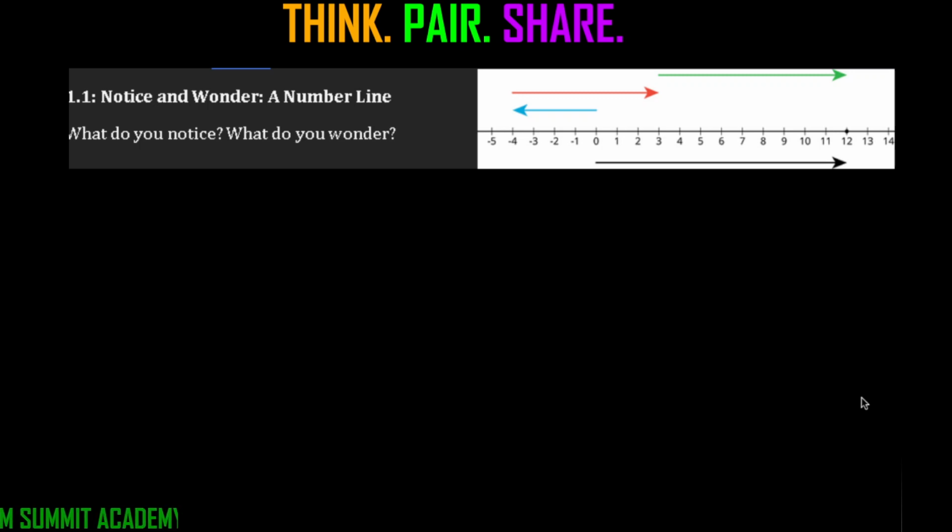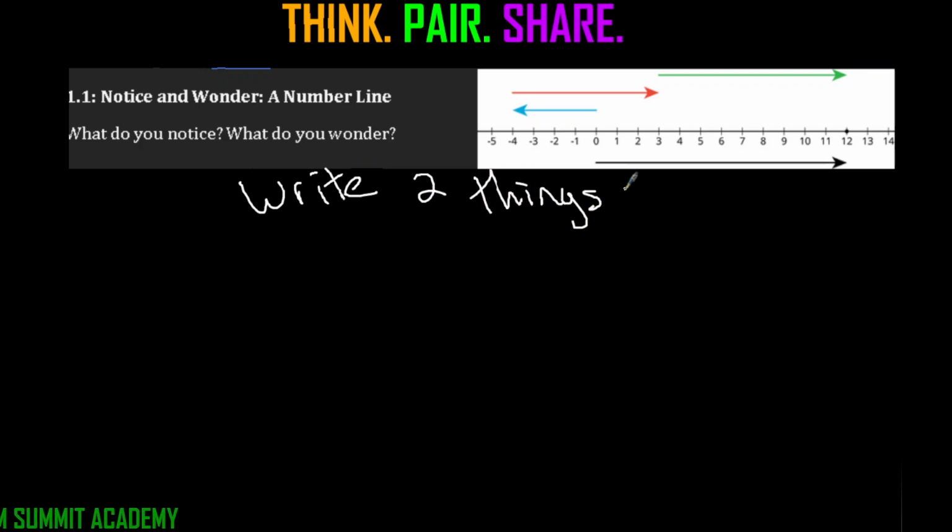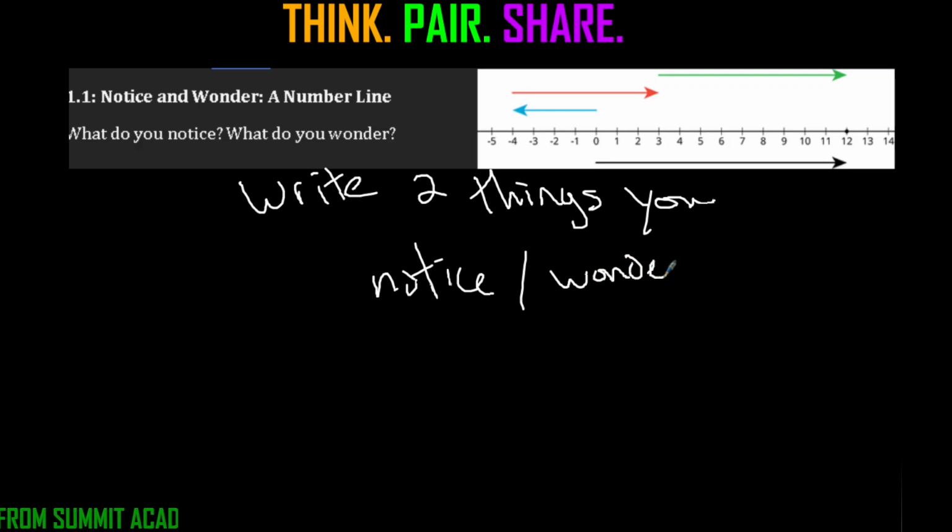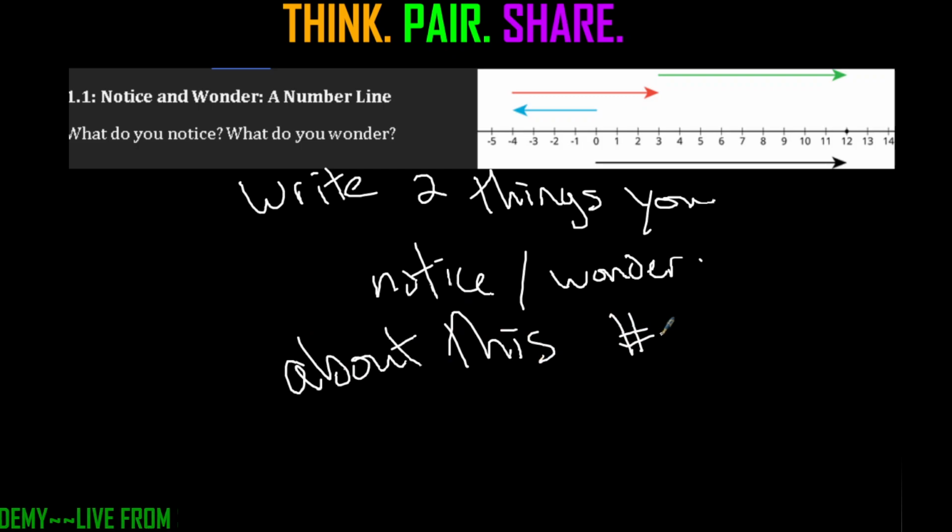I want you to write down what you notice about this number line and what you wonder about this number line. So just write two things you notice and wonder about this number line. All right, so make sure you pause and try that out for yourself.